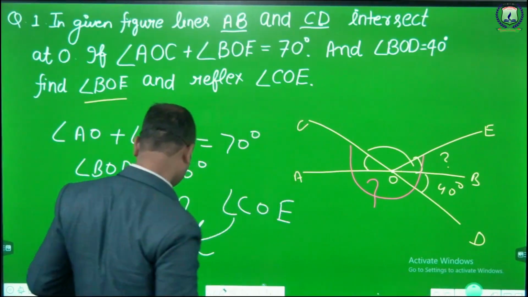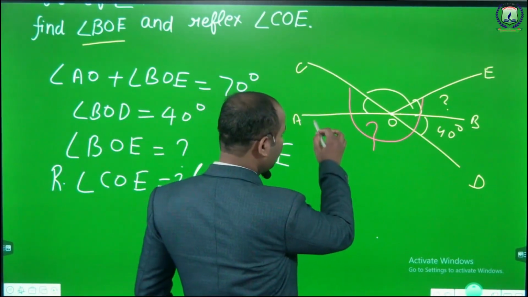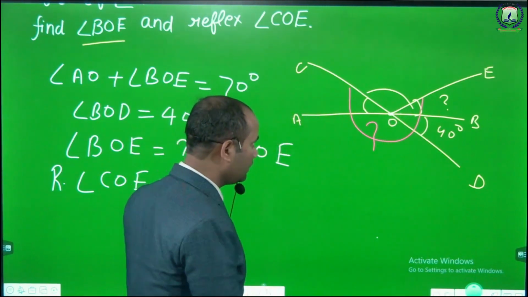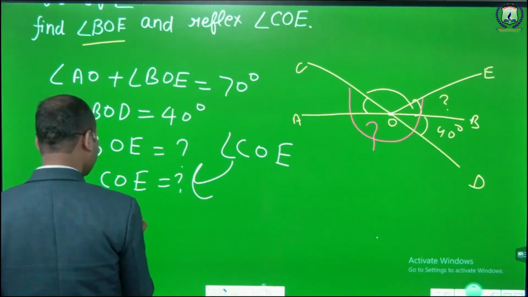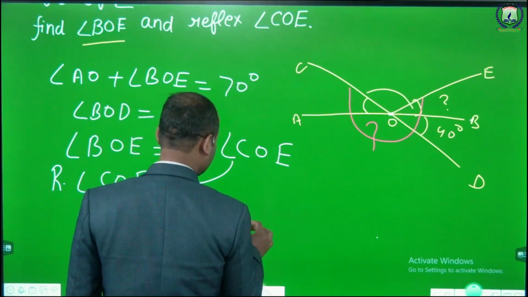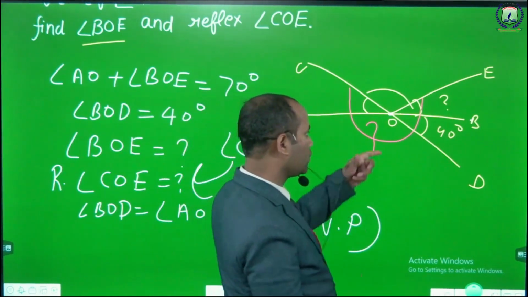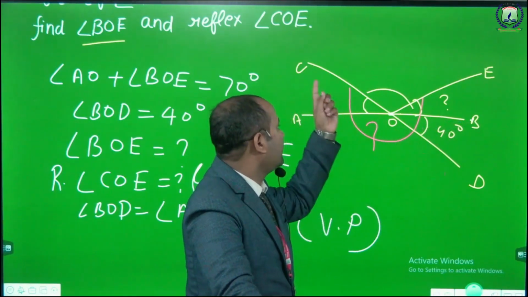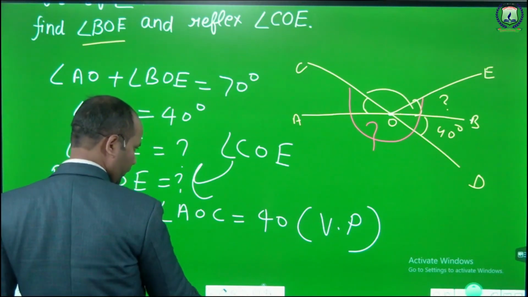Now here AB and CD, these two lines intersect at point O. So angle BOD is equal to angle AOC. Why? Because these are vertically opposite angles. These two angles, BOD and COA, are vertically opposite angles, so BOD equals AOC.